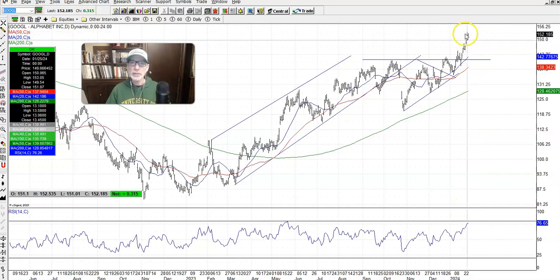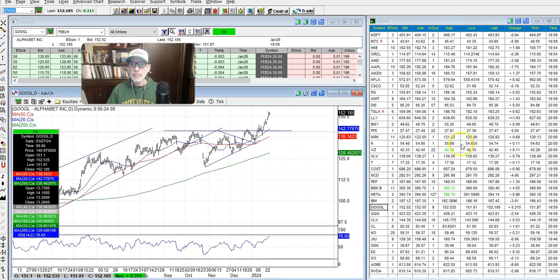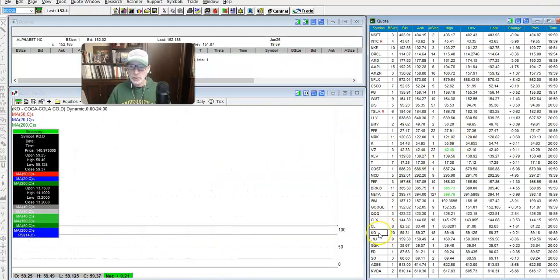Okay, it's made the move. You want to wait for the next pullback, probably to the 20-day moving average. If you buy up here, you're not getting into a higher probability trade because it's going to be really hard for the stock to keep going while it's getting a little bit overbought. So these are the things you want to look for.